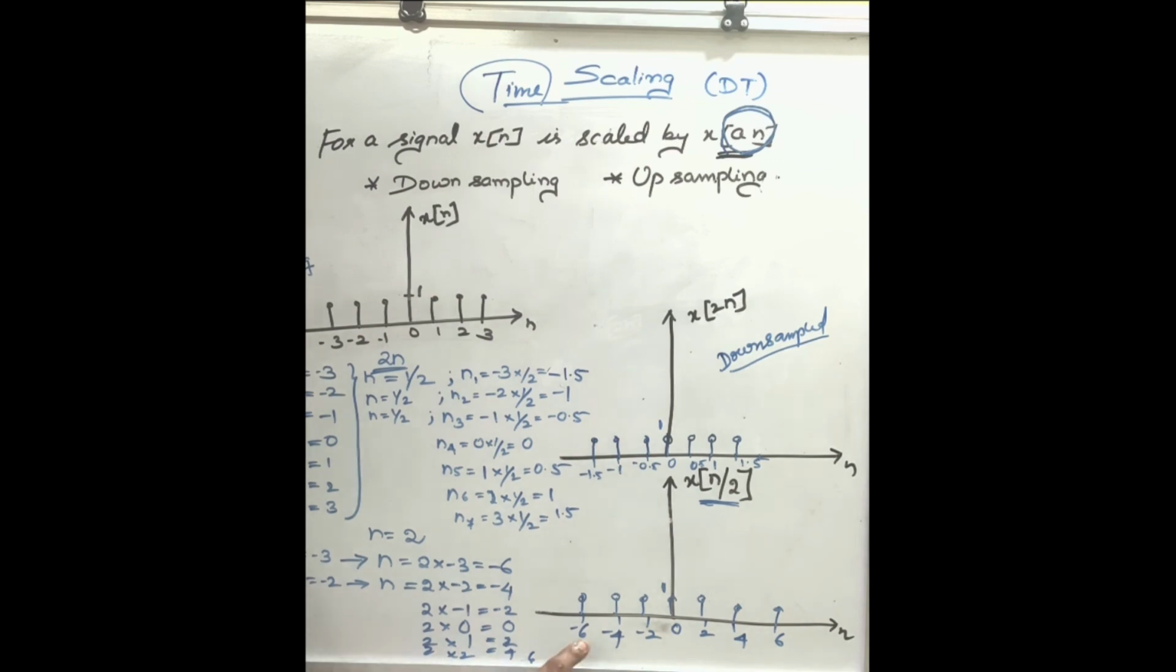Please check, for minus 6, check out for what value it was. So the original was n1, minus 3. Check with the amplitude. It is 1. So please draw here. If it's minus 4, check what was the original value. That was minus 2. Amplitude is 1. Again draw. So this is how you have to do the time scaling operation in discrete time signal.